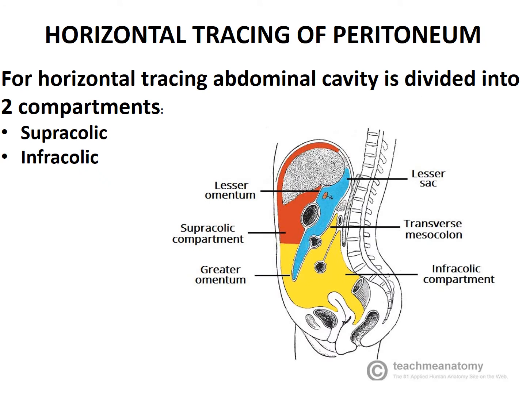For horizontal tracing, the abdominal cavity is divided into two compartments, and the transverse mesocolon and colon, the transverse colon, is taken as the dividing line for these two compartments. The compartment above the colon and the transverse mesocolon is called the supracolic compartment, while the compartment below is the infracolic compartment.